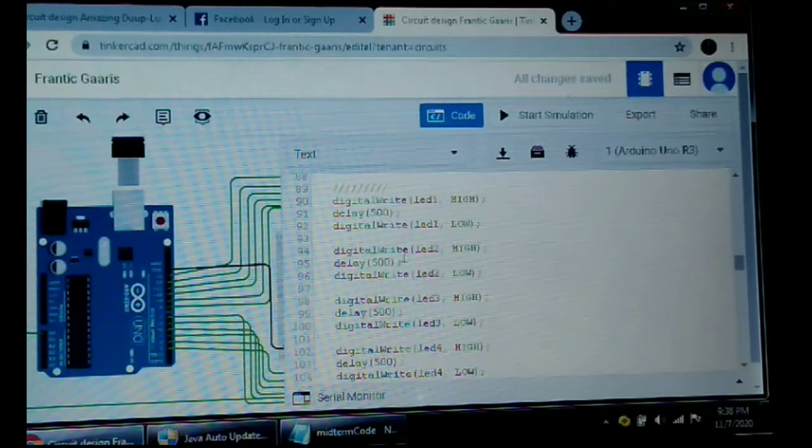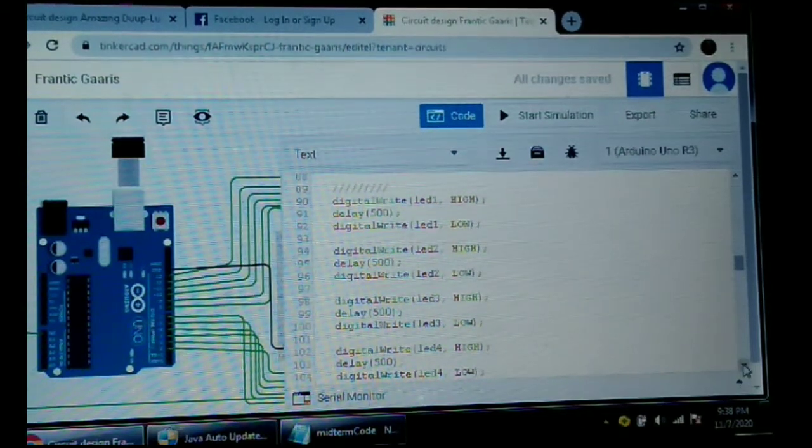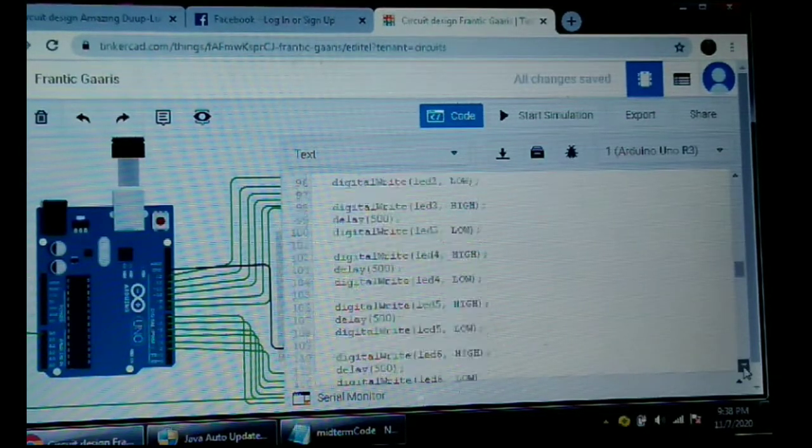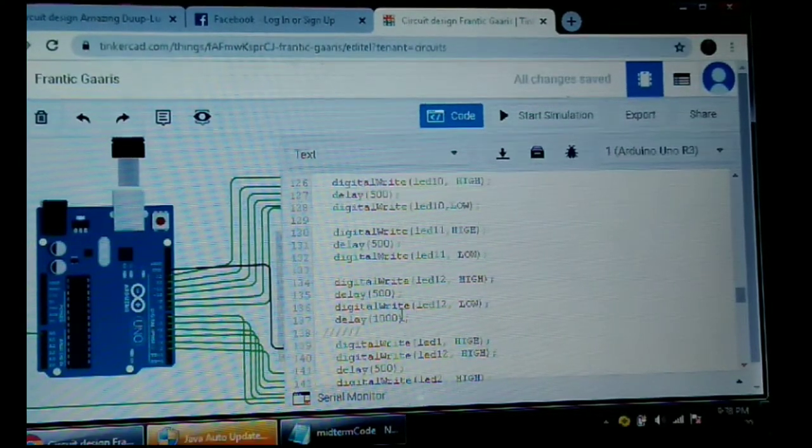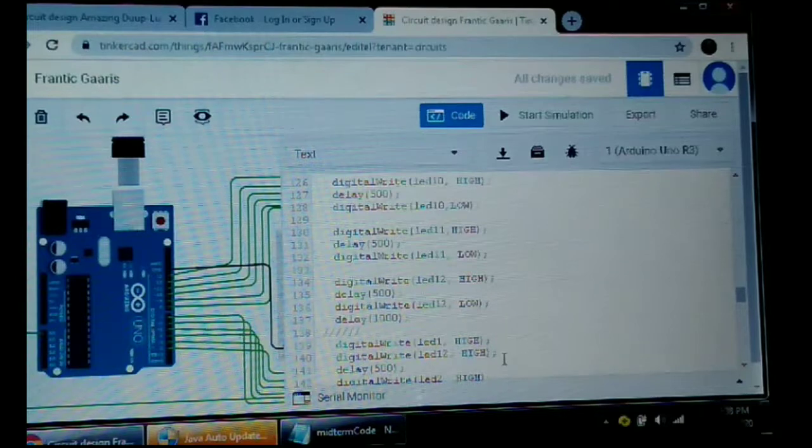Then digitalWrite LED2 will turn on again, then delay 500, then will turn off. Then the process will continue until LED 12. Here, this is the last code for the second pattern.